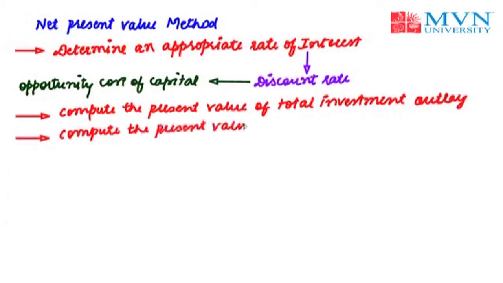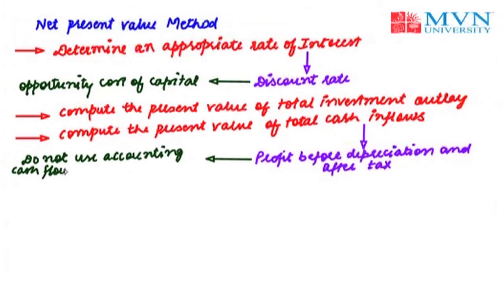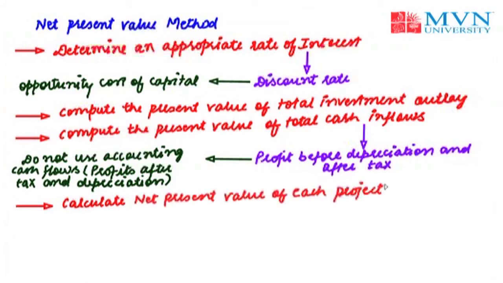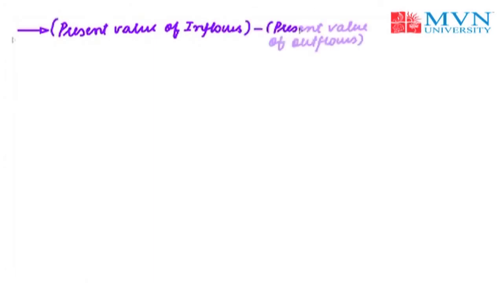After that, we need to compute the present value of total cash inflows. Here the inflows which I am talking about are the profit before depreciation but after tax, which means that we do not use the accounting cash inflows like we have used in the accounting rate of return method. After calculating the present value of inflows, we need to calculate the net present value of each project, and the net present value is calculated as present value of inflows minus present value of outflows.